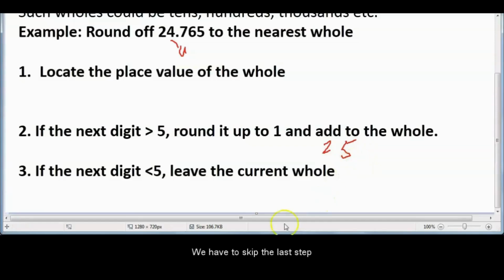Well, we have to skip the last step. The last step says if the next digit is less than 5, leave the current whole. Actually, the next digit is greater than 5, and we have rounded it up to 1 and added it to the last significant figure. So we're going to leave this step out completely.